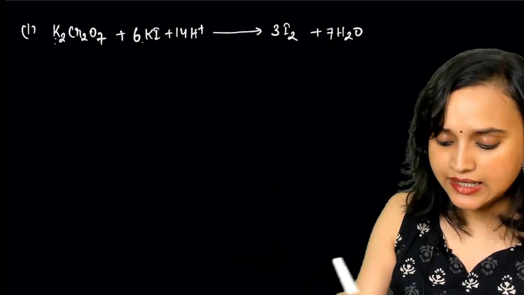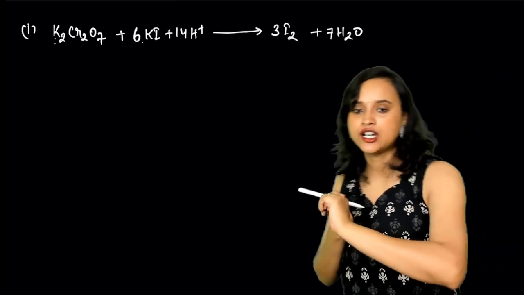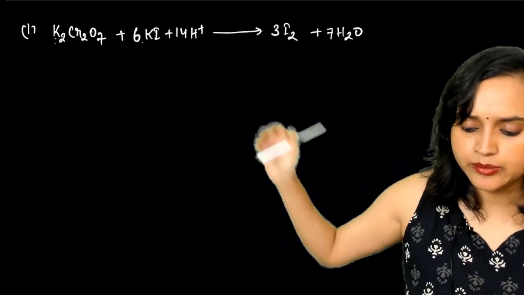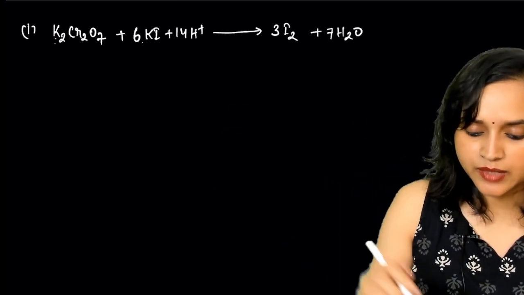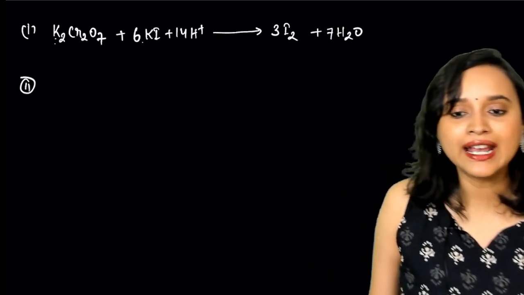We don't have to balance this further. I think this is enough, everybody. Please take a look at it. The other ones you can balance later. You just have to balance this much. This is fine. Next, everybody. So I minus gets converted to I2.